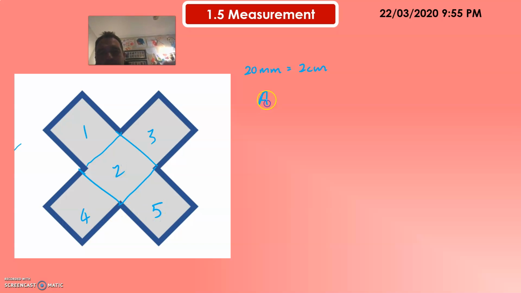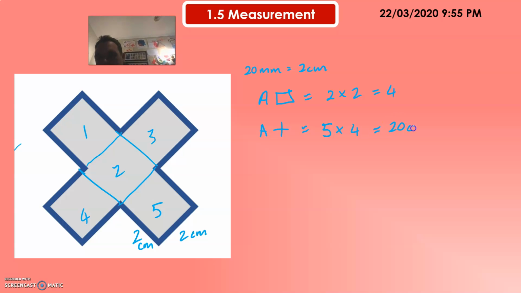So the area of 1 square is equal to 2 by 2. 2 by 2 is equal to 4. So the total area across is equal to 5 times 4, which is equal to 20 centimeters squared. And that's our final answer for that one.